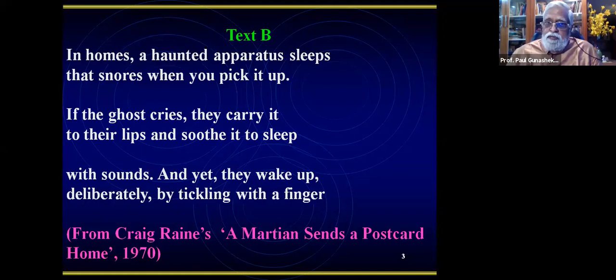Now, this is from a well-known poem written in 1970 by Craig Raine. And the title of that poem is A Martian Sends a Postcard Home. Did you notice that this text does not even mention the word telephone? And yet, it's evidently a description of the instrument. The description itself is a Martian perspective. An alien from Mars is trying to make sense of an earthly gadget. He or she, or it, notices the telephone and observes how it is to be used by human beings. Now, no human being would want to use the Martian's observations as a set of instructions for using a telephone.